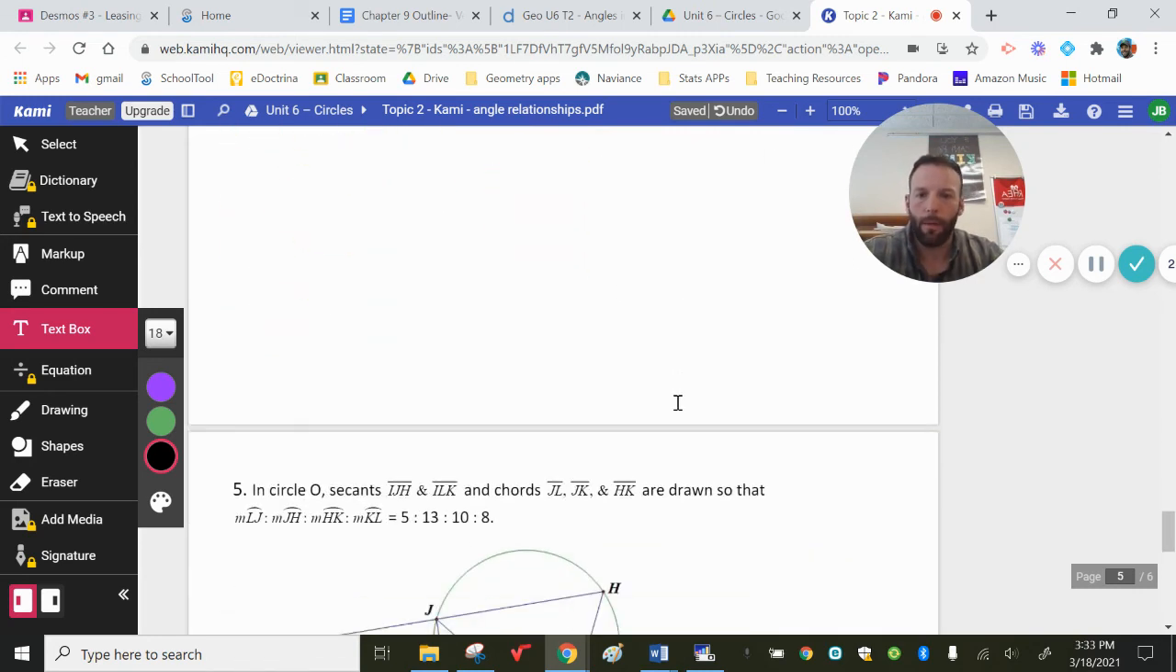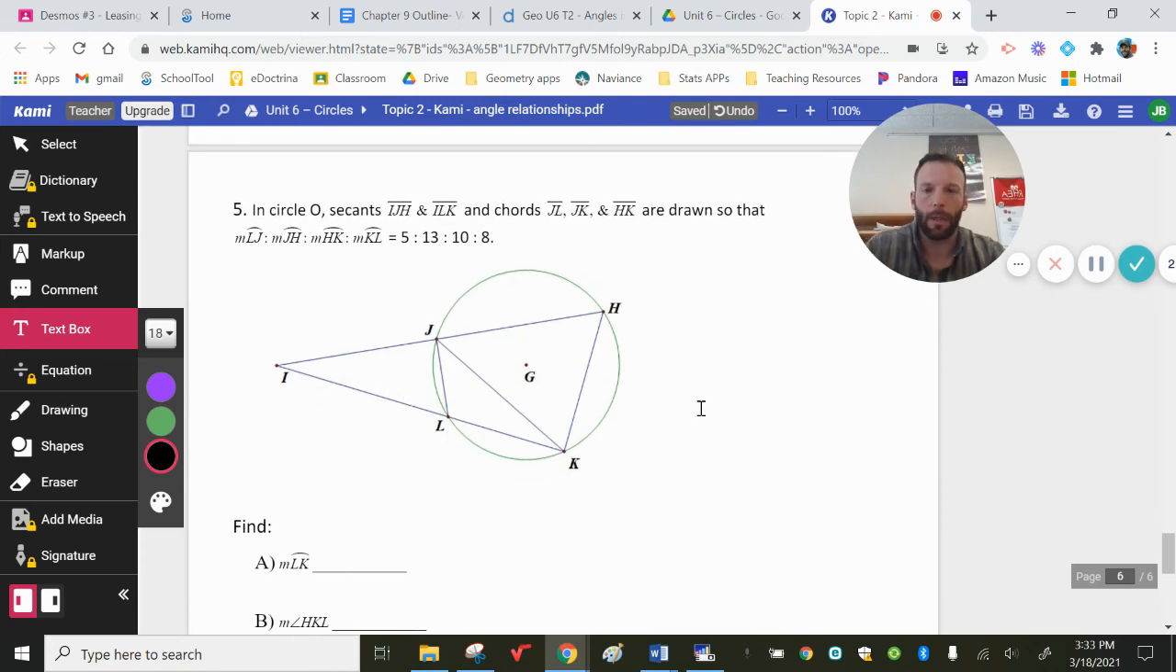All right, now I hope you stuck around for this last one, because this is certainly the most challenging of our questions. There's a lot going on in this picture, and I also have this little tidbit of information up here about how to calculate the measures of these arcs. Oh, I mislabeled this. It says circle O, but it really should be circle G. You have a secant called IJH, and ILK is also a secant. Then we have chords from J to L, J to K, and H to K.